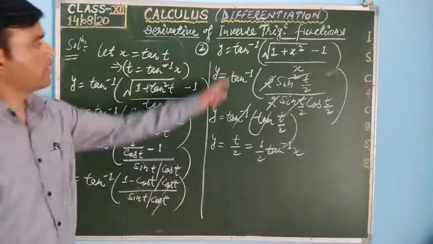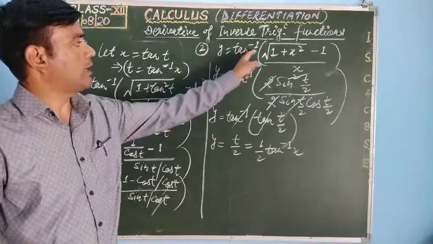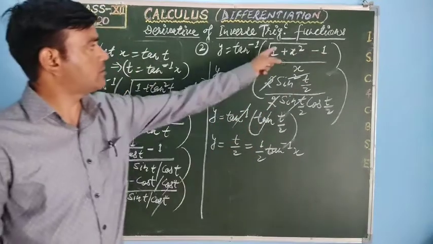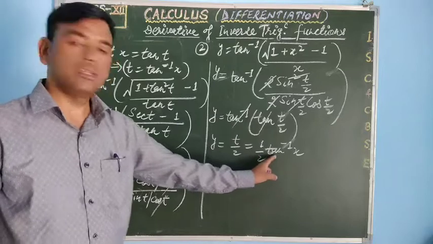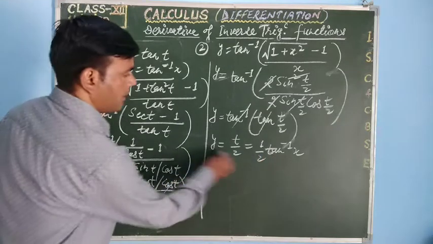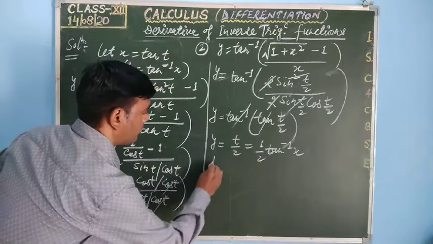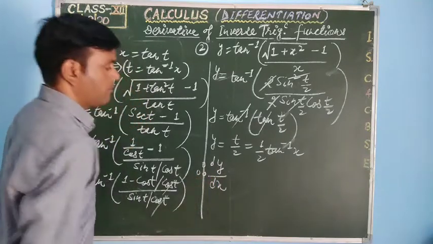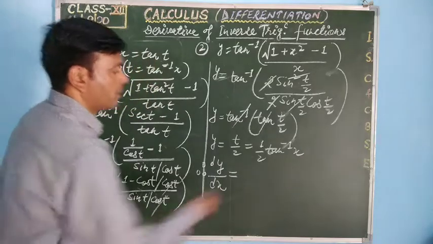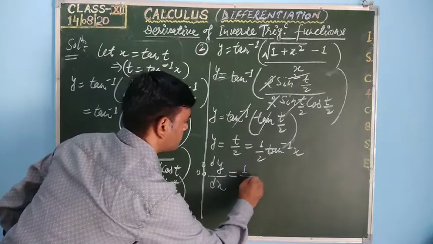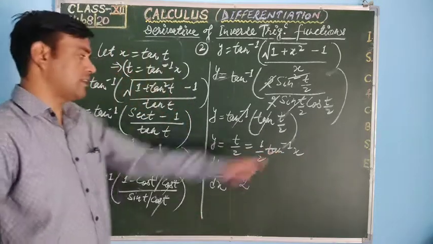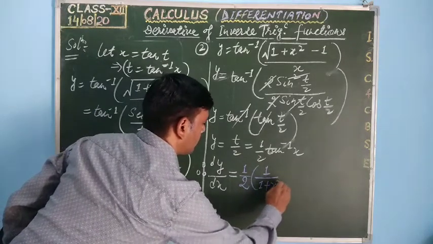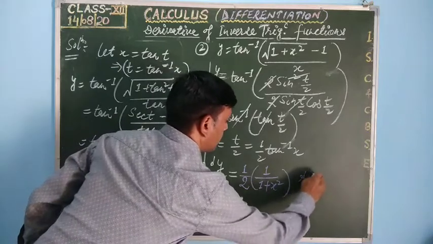Now see here, earlier we had y equals tan inverse of (under root 1 plus x square minus 1) upon x. Now we have converted this into its simplest form, and with y equal to this, we can find the derivative dy by dx. Therefore dy by dx will be half, the constant, times the derivative of tan inverse x, which is a direct formula: 1 upon 1 plus x square. This is our required answer.